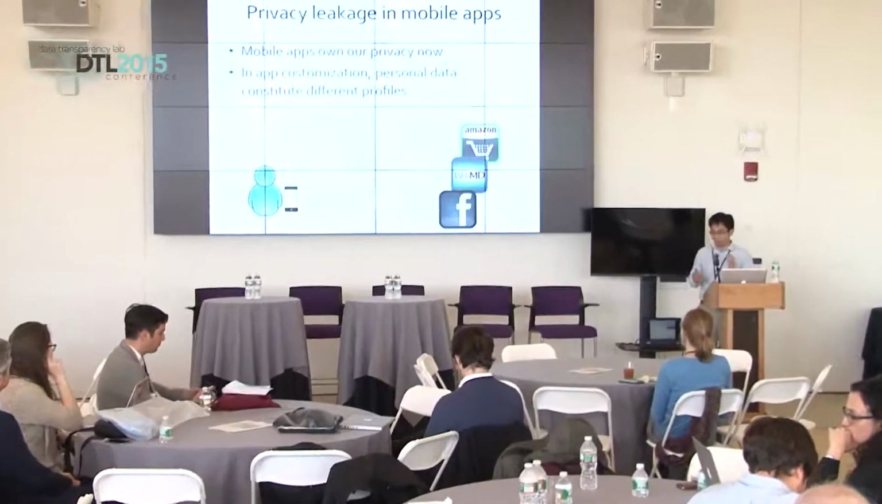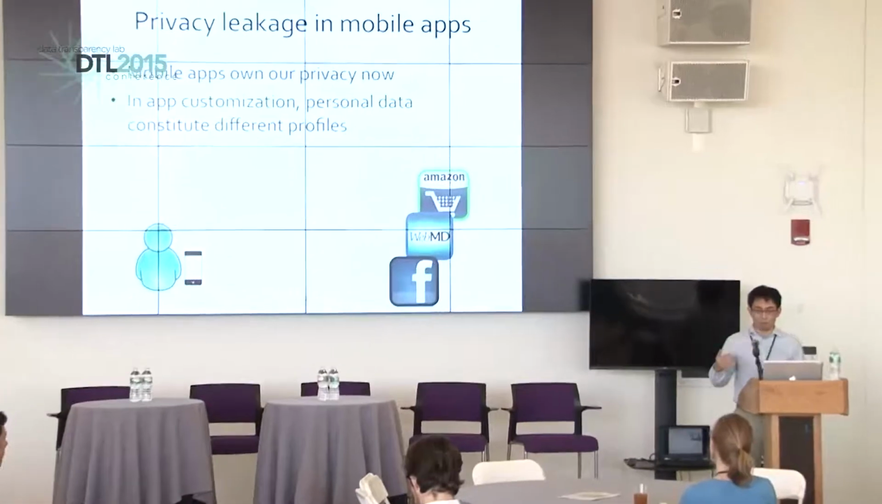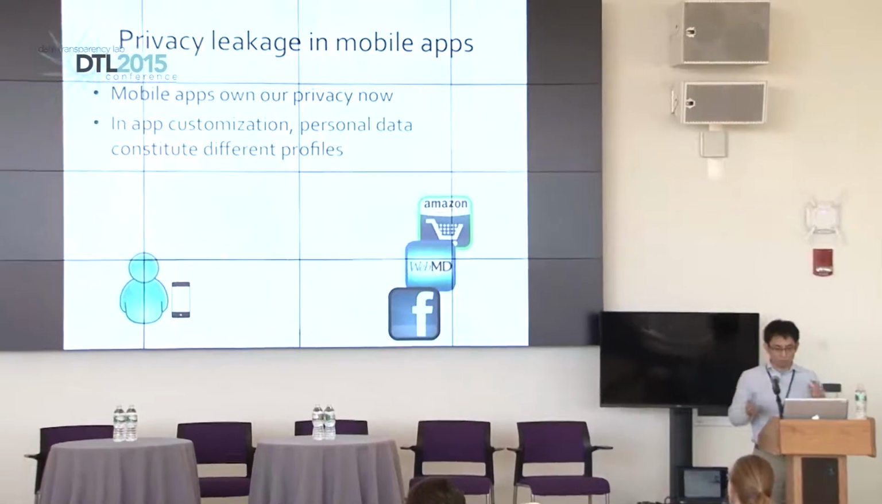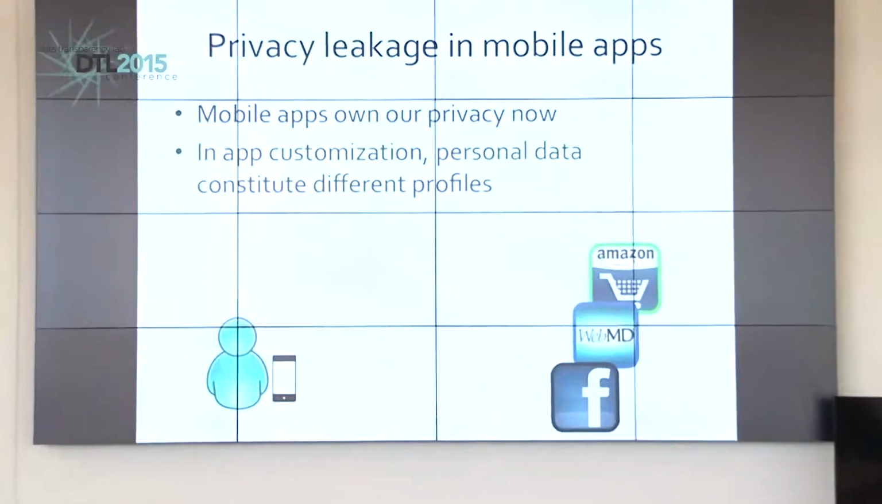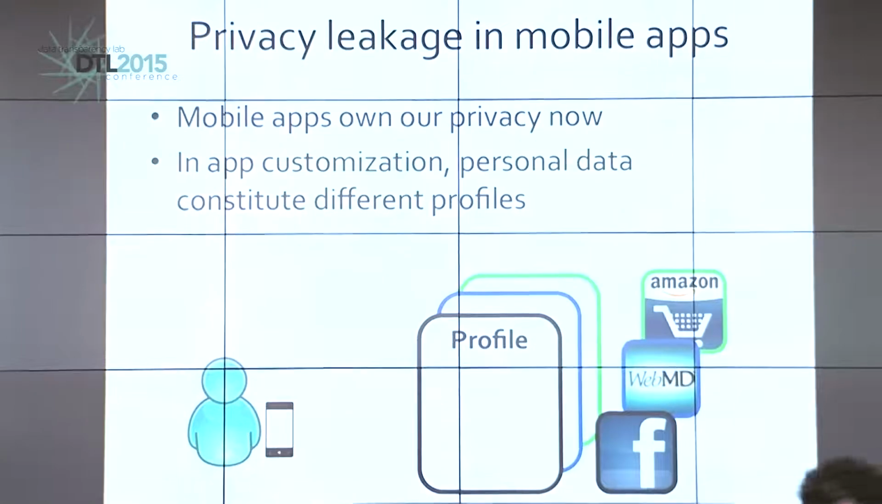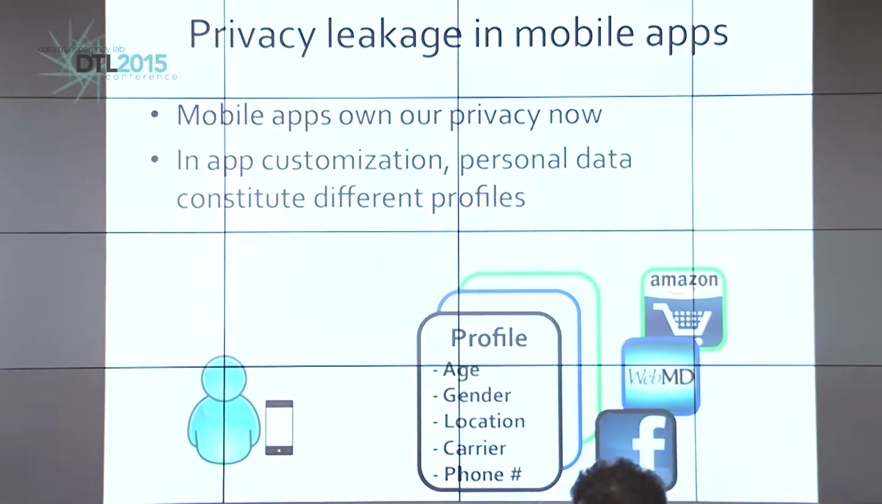So different apps are actually requesting different portions of our private data. Each of them constitutes a different profile. So it's something like this: let's say Facebook may ask you for age, gender, etc., and WebMD and Amazon may ask for completely different things. The problem here is that the app gets to define what the profile looks like.